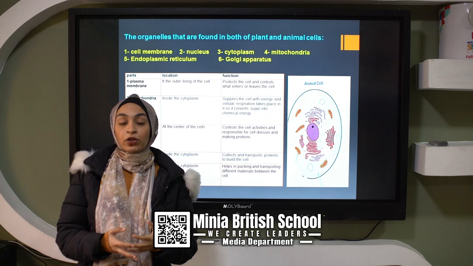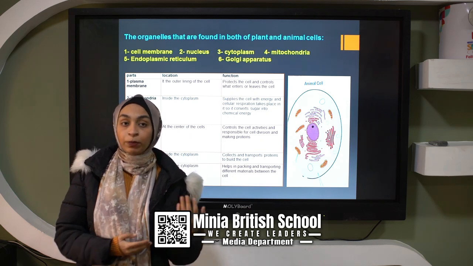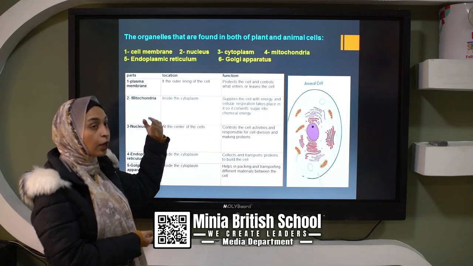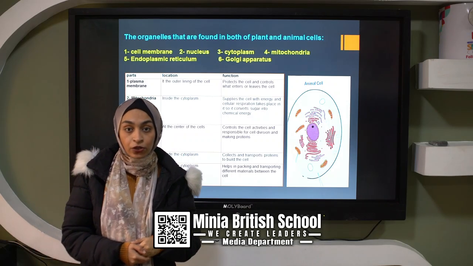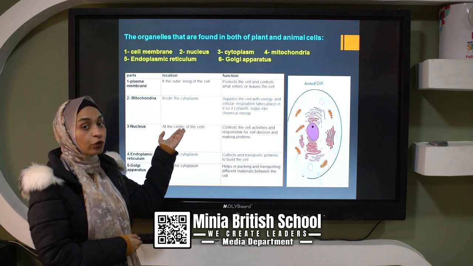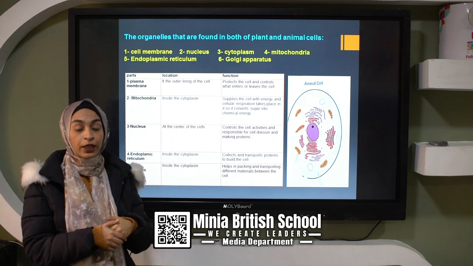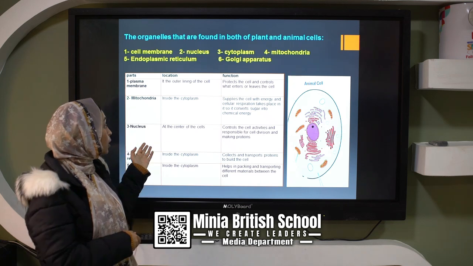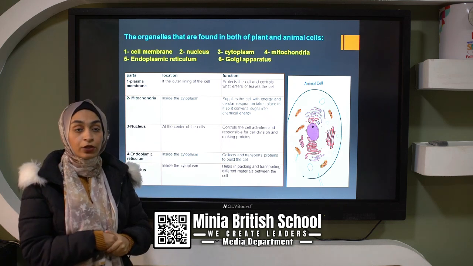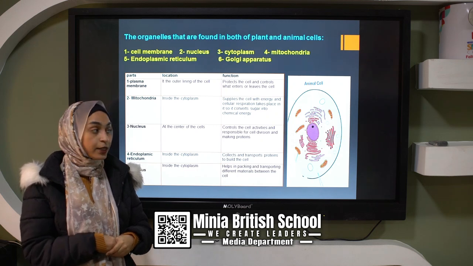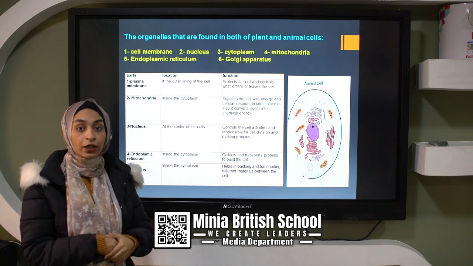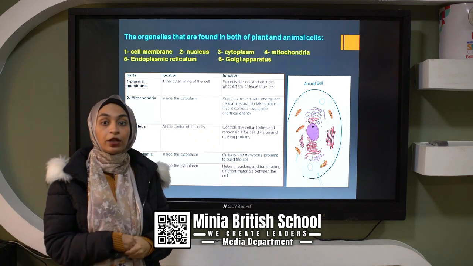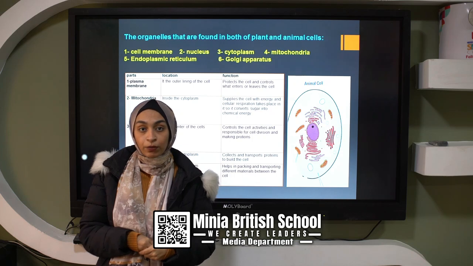Let's see what are the common organelles between the plant cell and the animal cell, starting with the cell membrane or plasma membrane, which controls what enters or leaves the cell. Mitochondria, the powerhouse of the cell, as it produces the needed energy through the cellular respiration process. The nucleus, which is responsible for formation of protein and cell division. Endoplasmic reticulum, collecting and transporting protein. Golgi apparatus, packing and transporting different materials.